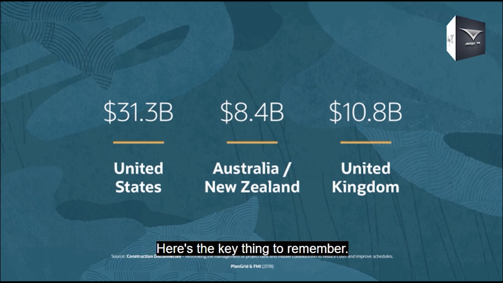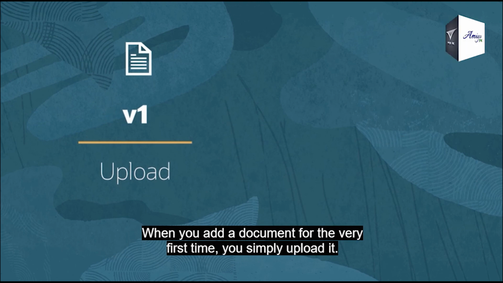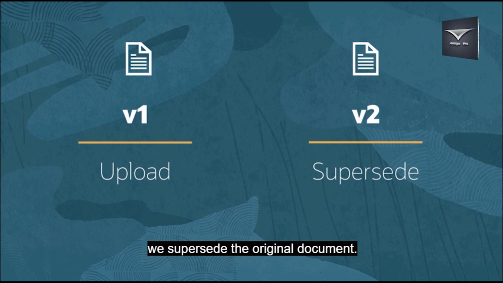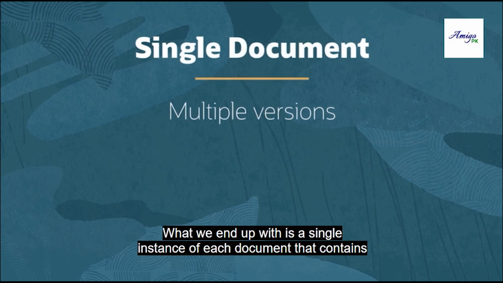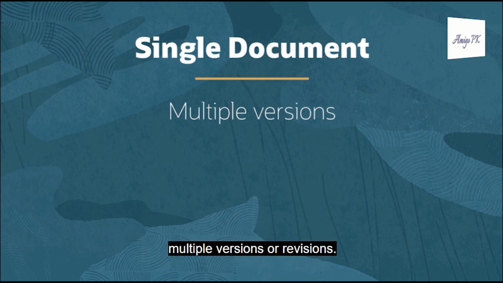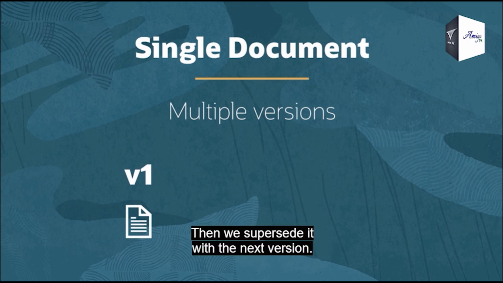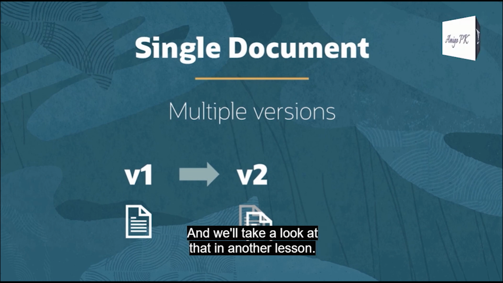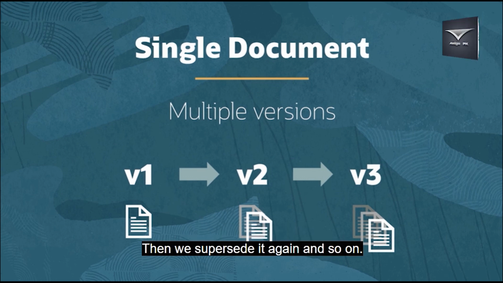Here's the key thing to remember. When you add a document for the very first time, you simply upload it. Then, when the next revision or version of the document is ready, we supersede the original document. What we end up with is a single instance of each document that contains multiple versions or revisions. We upload a brand new document, then we supersede it with the next version, and that old version is not lost but instead remains available, and we'll take a look at that in another lesson. Then we supersede it again, and so on.